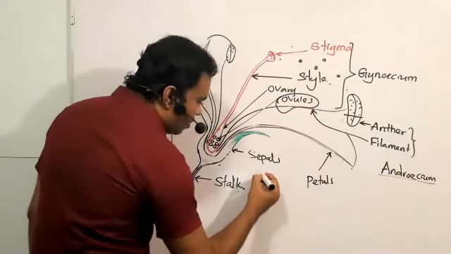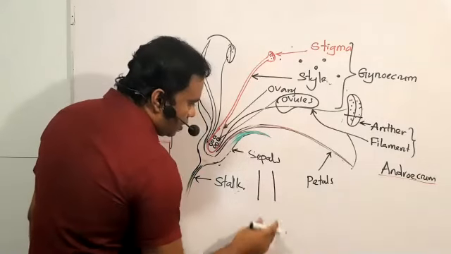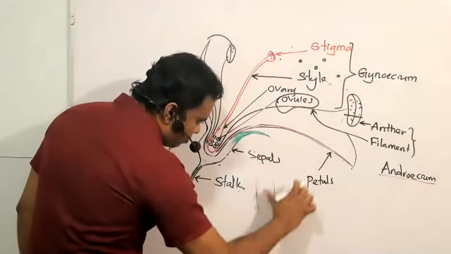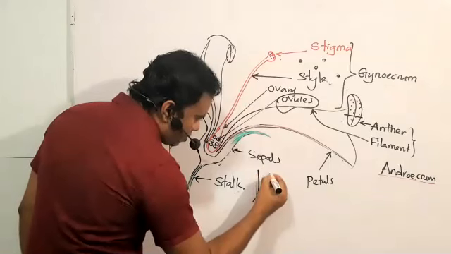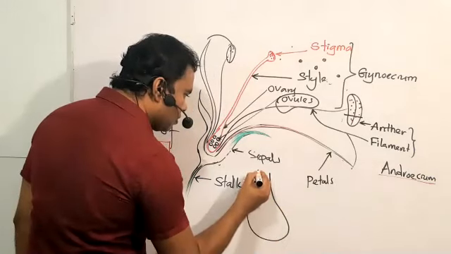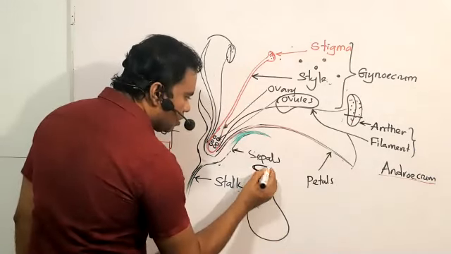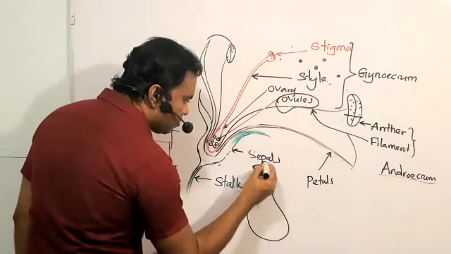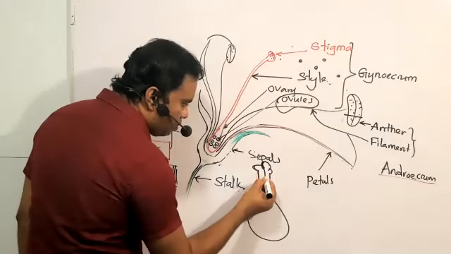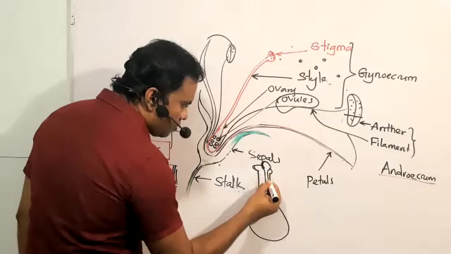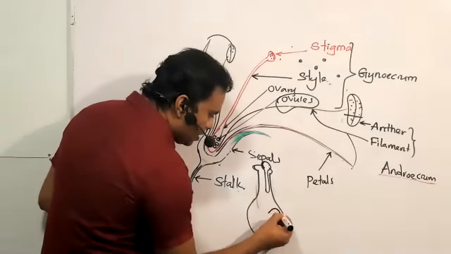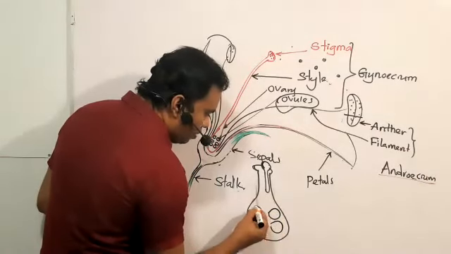Okay, so these ovules, look at this. I think you can see this. This is the ovary and the stigma. So here's the pollen grain. It deposits here and develops as a pollen tube. It makes a pollen tube like this. Here you can see the ovules.